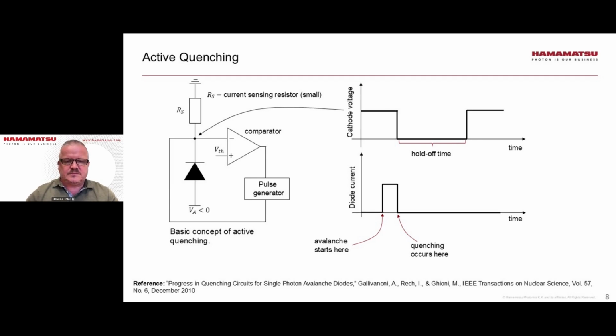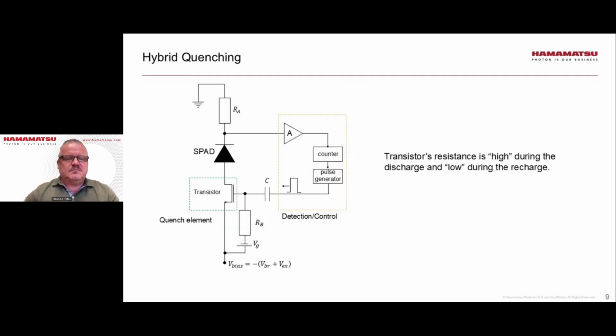that shortly. In the third possible quenching situation, we have a hybrid, so elements of passive quenching and active quenching. And so here, instead of having RQ, we have a MOSFET transistor whose channel resistance is being controlled by the circuitry, which is similar to what we saw in the active quenching. There are pros and cons for each type of quenching. Unfortunately, this is outside of the scope of our presentation.